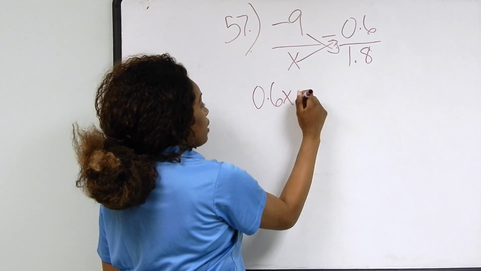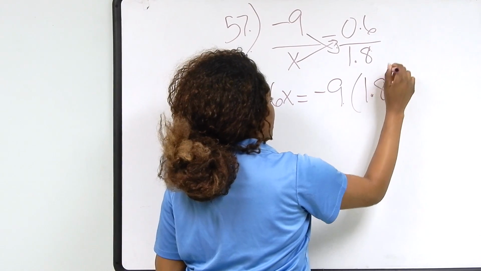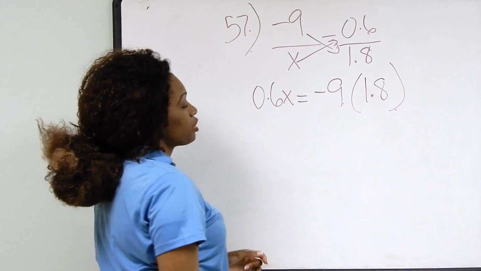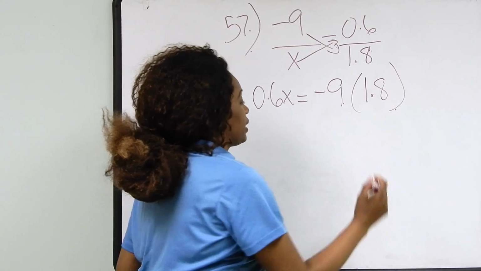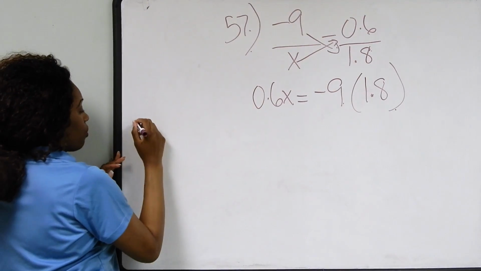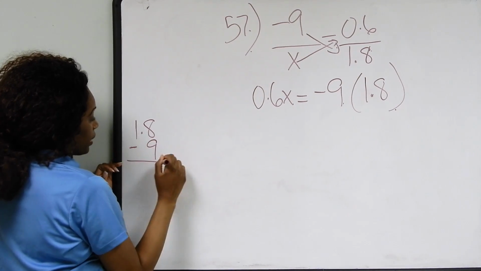0.6x equals negative 9 times 1.8, okay? And so now let's multiply negative 9 times 1.8. Let's do that. We're going to do this off to the side, okay? So, 1.8 times negative 9.